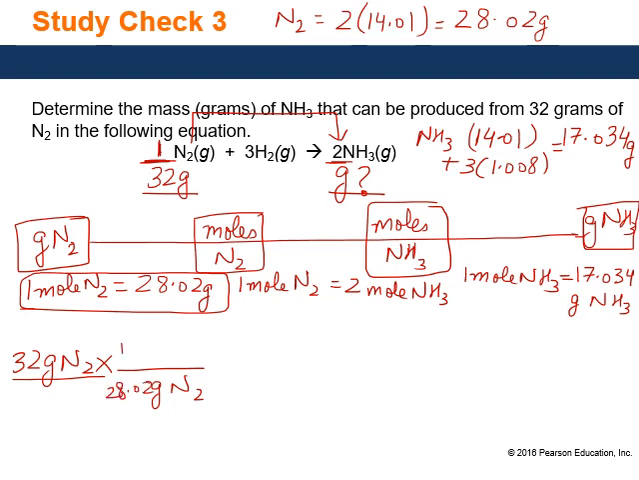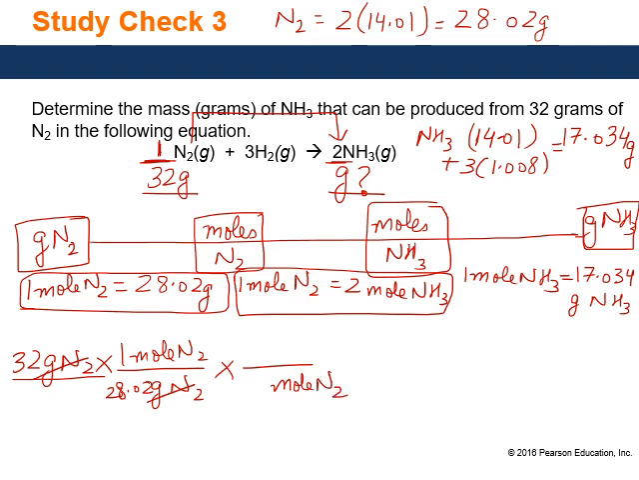28.02, and 1 mole of nitrogen on top. Gram gone. Multiply it with the next factor that comes from the next conversion factor. Because my starting unit now is moles of nitrogen, I'll put moles of nitrogen in the bottom. How many? 1. And 2 moles of ammonia goes on top. Mole of nitrogen gone. Now my answer is in moles of ammonia, which means I move on and continue with the next conversion factor, which is right here.